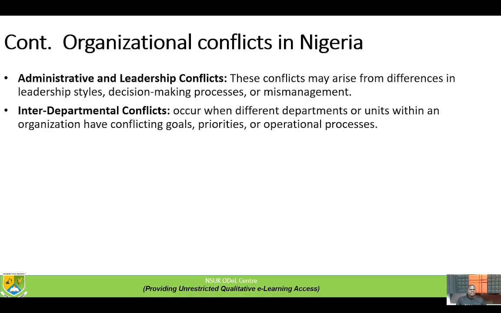Then we have interdepartmental conflict. This is also very strong. It happens when various departments and units in an organization are in conflict as a result of goals, priorities, or operational processes. Goal conflict is one of the very dangerous conflicts, like we said earlier under the types of conflicts.